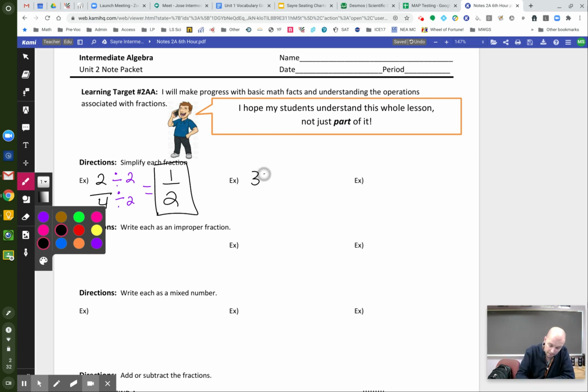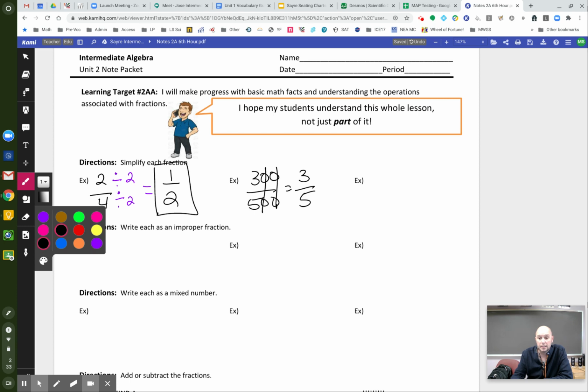Next example, 300 divided by 500. There's a shortcut when you've got these that have zeros. If the zeros are at the end, you can cancel out however many zeros match the top and the bottom. So these 2 zeros can go, and these 2 zeros can go, and I'm left with 3/5.